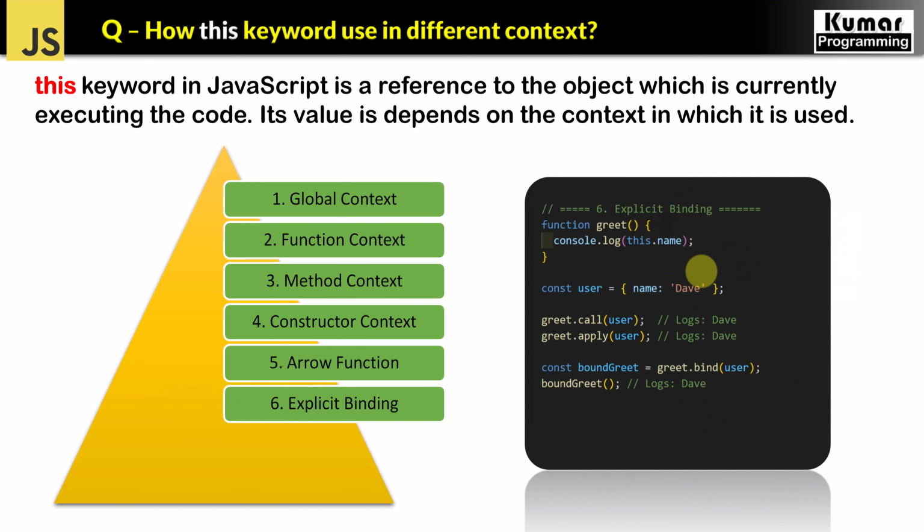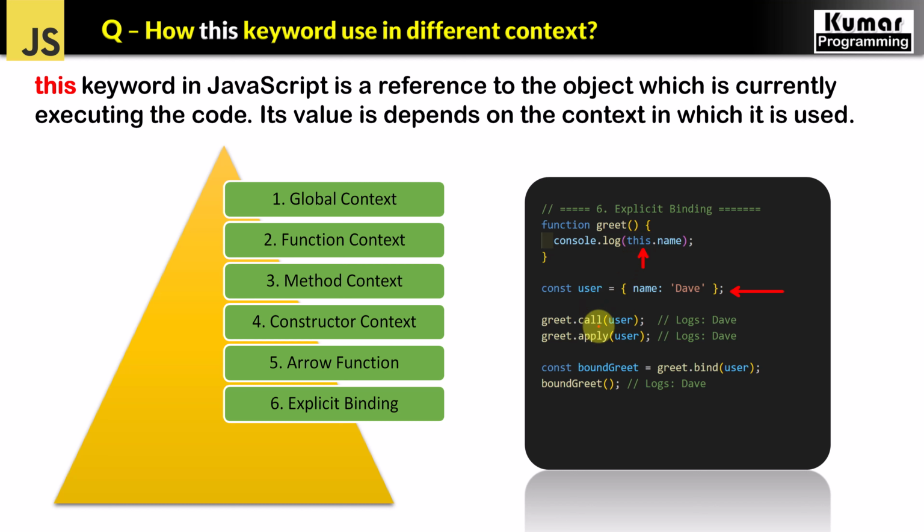Now the very next context we have is explicit binding. I have created a separate video on explicit binding where I have explained in detail what is call, what is apply, and what is bind. For now you can just understand that here I have created a function, and inside this function I'm using this keyword, and after that I have created a user object. And after that I'm trying to bind this user object to this greet function. So here I'm using greet.call and I'm passing this user object. So at this point of time, this is going to refer to this object.